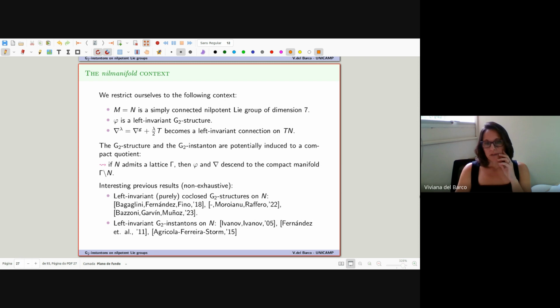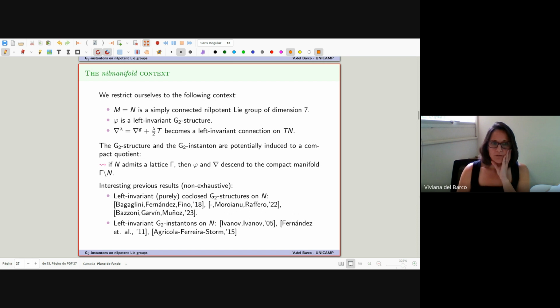And what about left-invariant G2 instantons? What was previously known on nilpotent Lie groups? We were not the first ones. There is a paper of Ivanov and Ivanov in 05 where they construct, in general, from SU3 structures of a certain type, G2 instantons, and they give examples on nilpotent Lie algebras or Lie groups. And they give an example of a two-step nilpotent Lie algebra, which will appear here, but it's not the same as ours. I will mention that later.